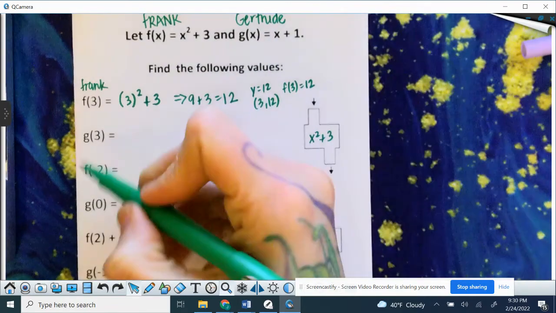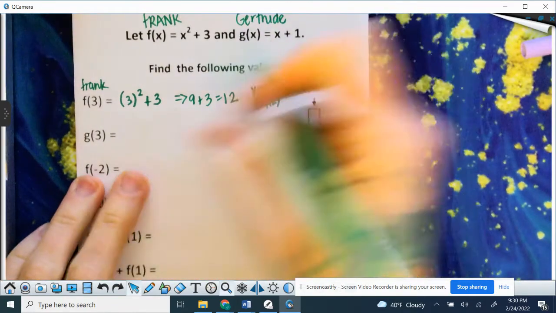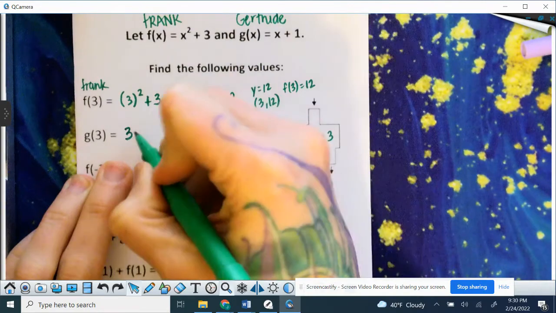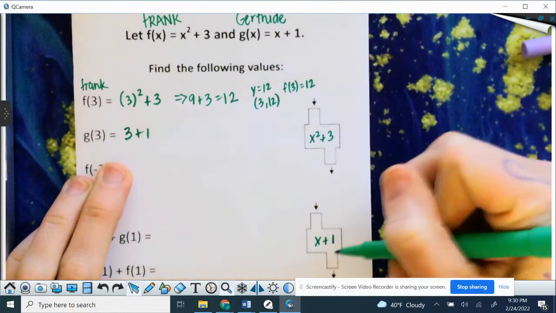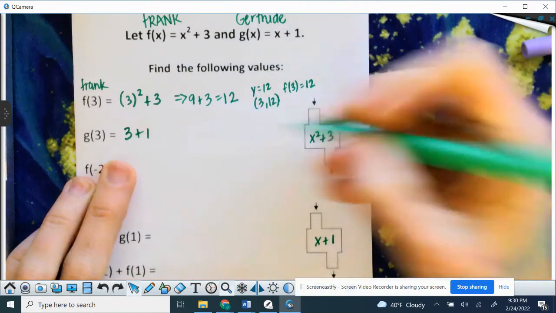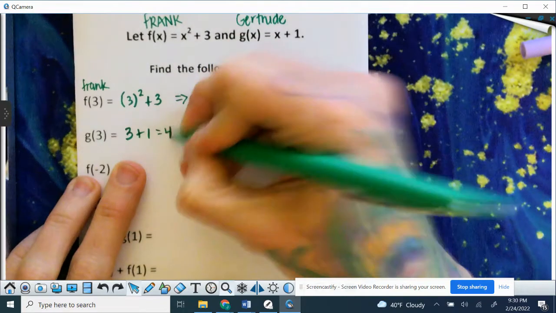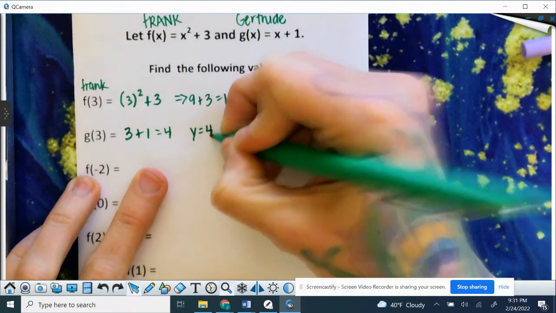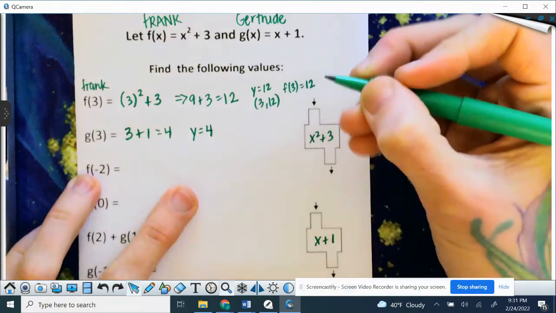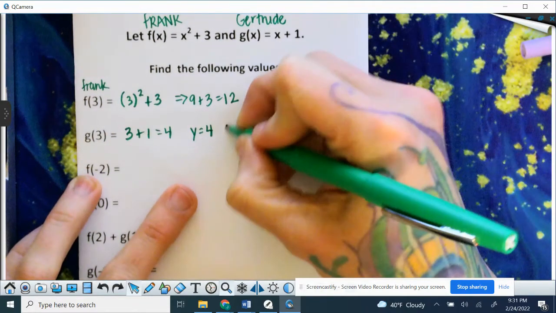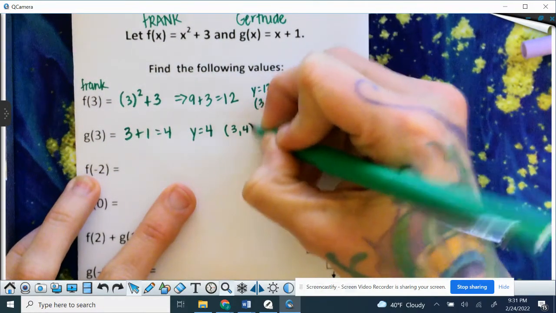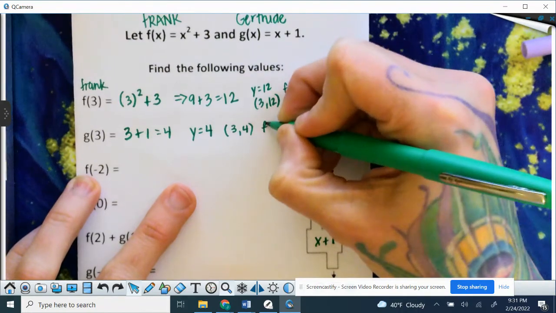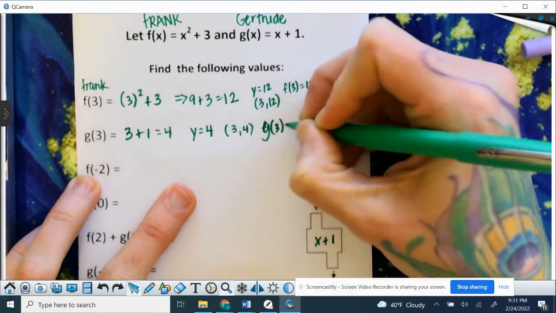So then we have g of 3. So that's Gertrude. So 3 plus 1, because Gertrude is x plus 1. That machine is x plus 1 down here. 3 plus 1 is 4. So that means y equals 4 when x is 3 in the Gertrude function, or g of x function. As a coordinate, that's (3, 4). Then in function notation, it's g of 3 equals 4.